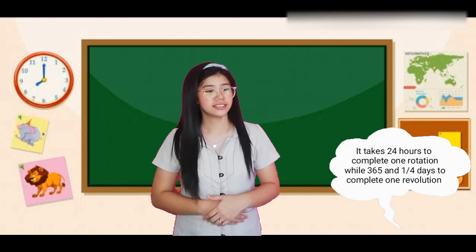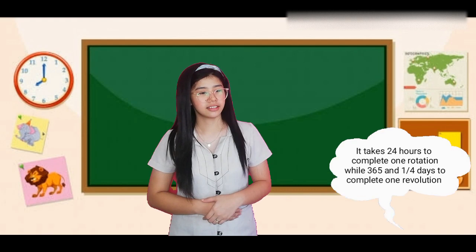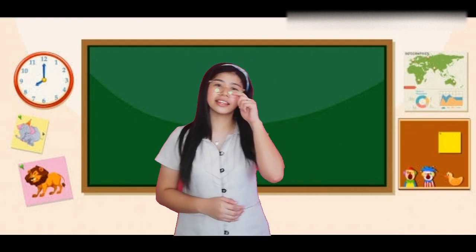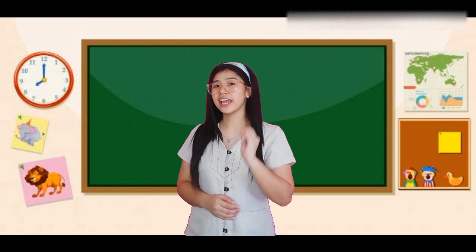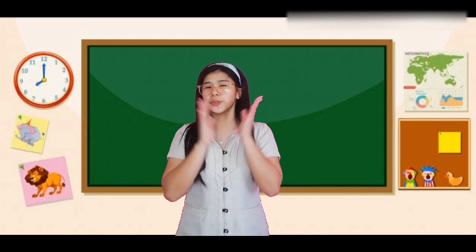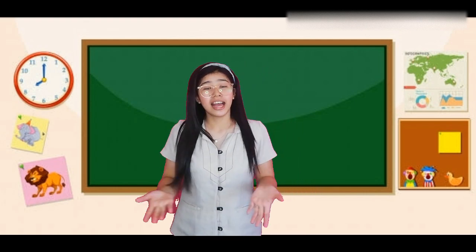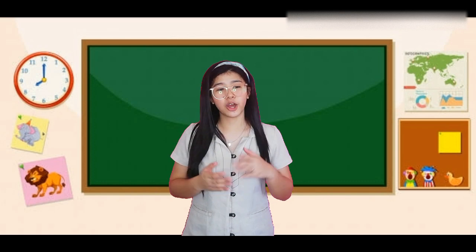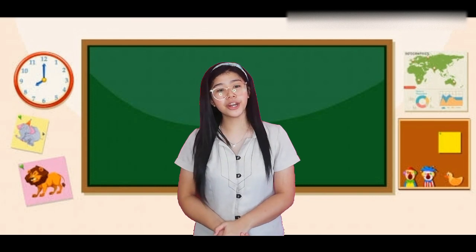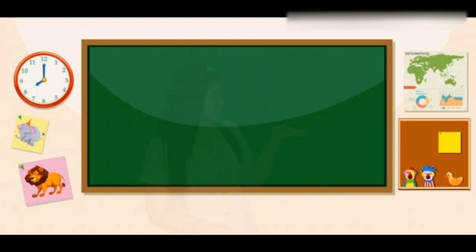Yes, Ron? Okay. That's right. So give Ron 5 claps. 1, 2, 3, go. 1, 2, 3, 4, 5. So I'm really glad that all of you understood our topic for today. So let's get one sheet of paper and answer this.